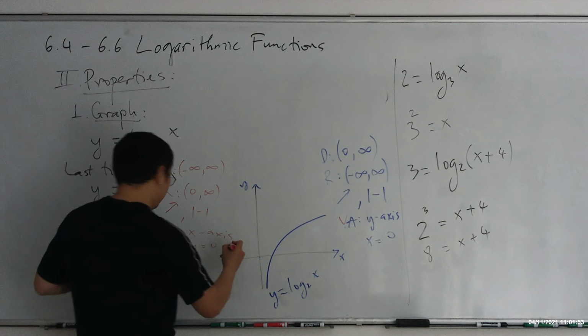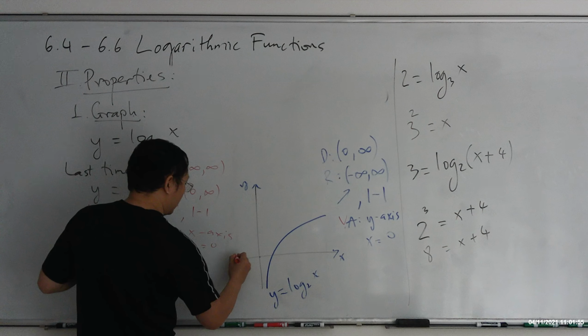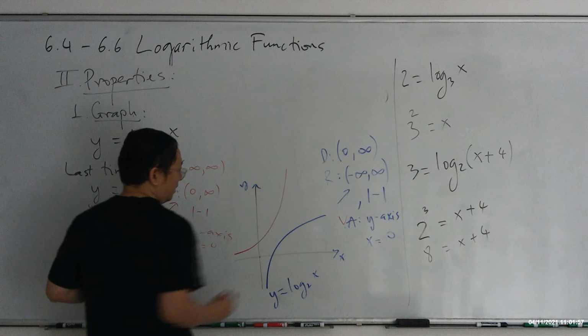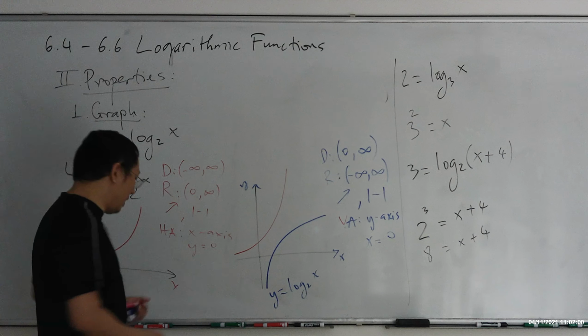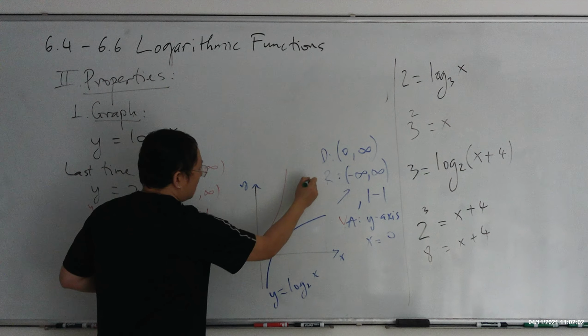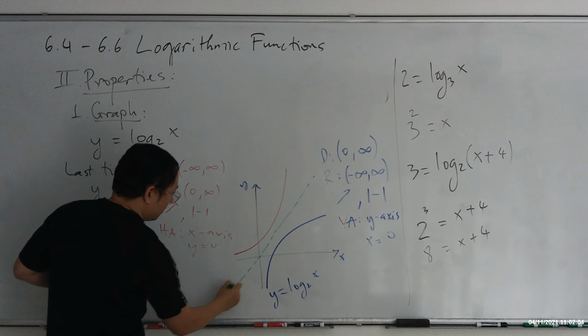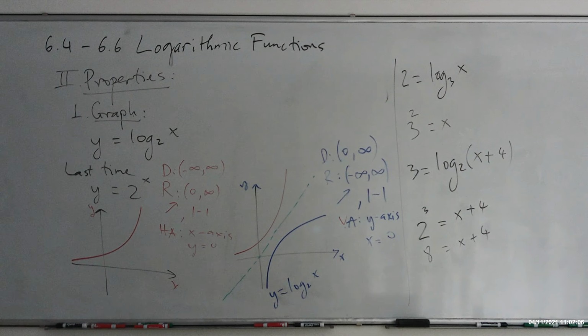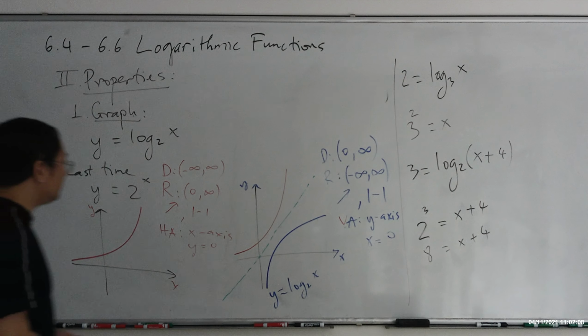So let me copy that exponential function graph up here. You see, the two graphs will be symmetrical about this line right here, the bisector. That's what we learned before.